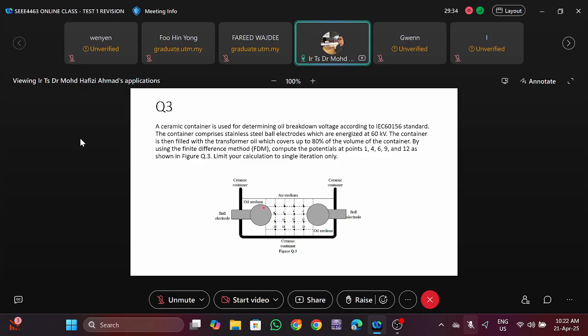So here is 60 kV and here also 60 kV. The container is then filled with transformer oil. Inside here we have the transformer oil to prevent a surface flashover, which covers up to 80% of the total volume of the container. The other 20% over here is filled with the air medium.